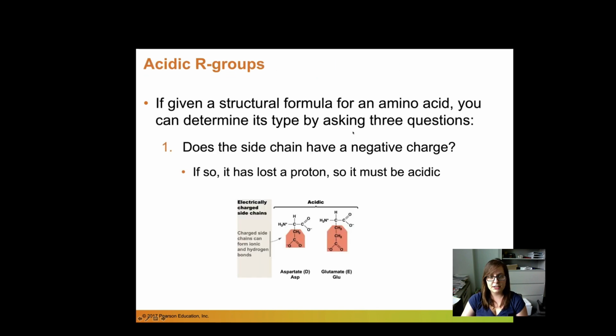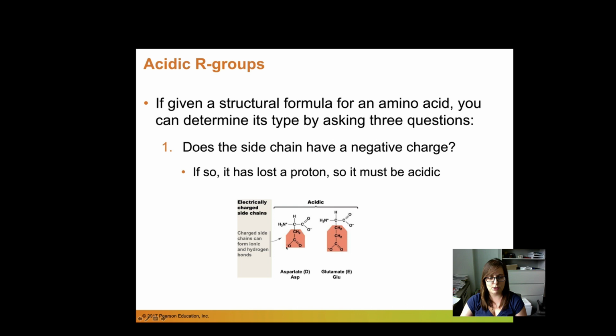So if you're looking to group the R groups, there's a series of questions you need to ask. And if you ask these questions, you'll be able to really easily group your R groups into specific categories. So I'm not going to be asking you to memorize specific ones, but just to be able to group them. So the first question you might want to ask is, does the side chain have a negative charge? Okay. If so, it has lost a proton, so it must be acidic.